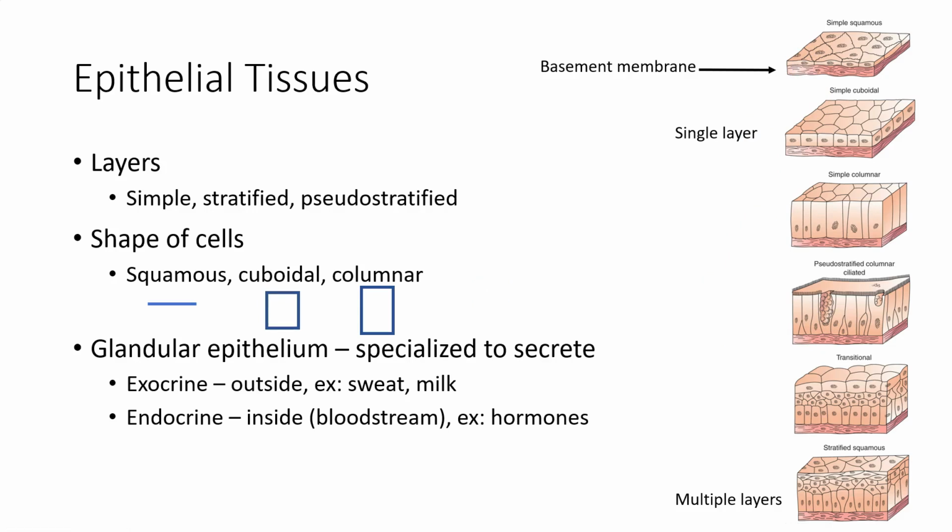rectangular-ish. And then we have some specialized type of epithelial cells in our glands because these are specialized to secrete substances. When our gland secretes substances, we have two types of secretions. So an exocrine gland or an exocrine secretion is something that is excreted outside of the body. So examples of that would be sweat or milk. Endocrine glands secrete stuff inside our body, so those go into our bloodstream, and so an example of that would be our hormones.